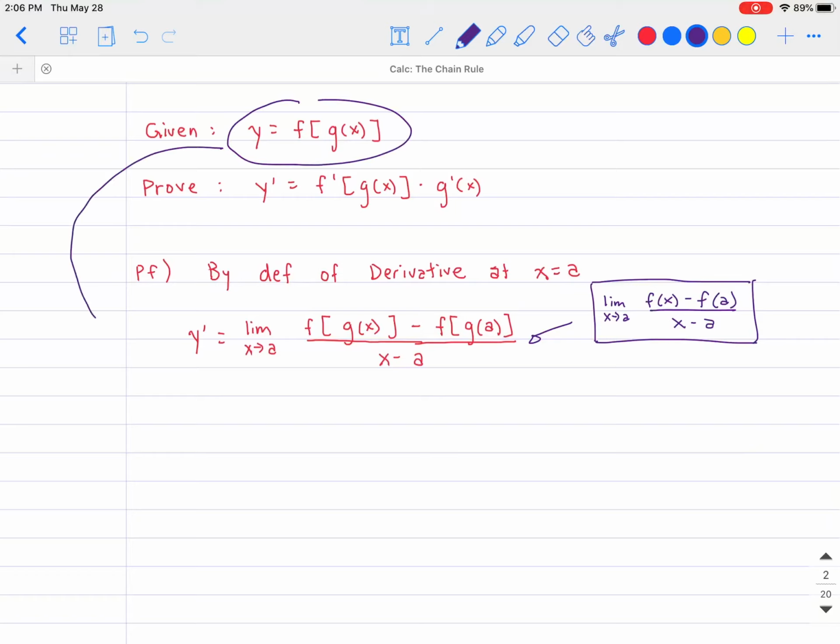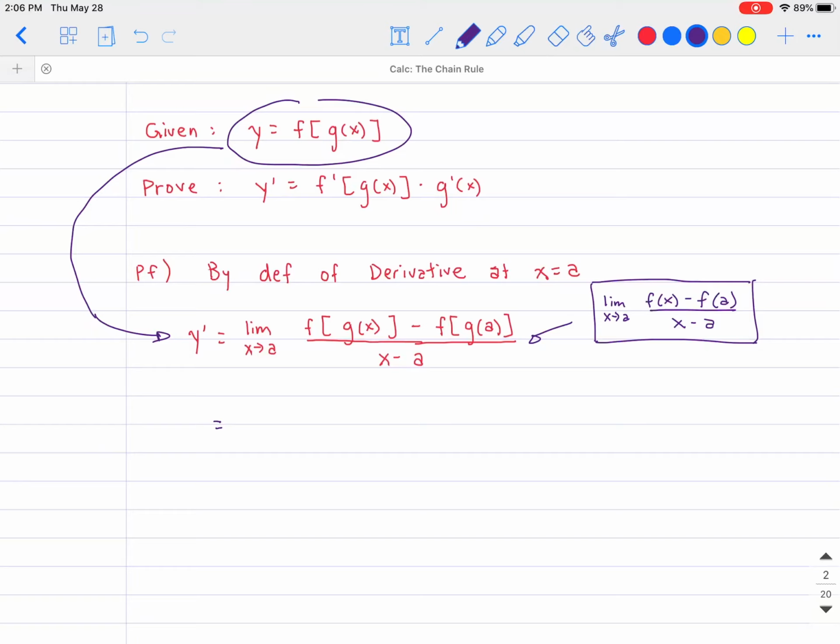So again, we're going to say that y is going to be f of g of x. According to our definition of derivative, this is what we're going to get as a result: the limit as x approaches a of f of g of x minus f of g of a, all divided by x minus a.